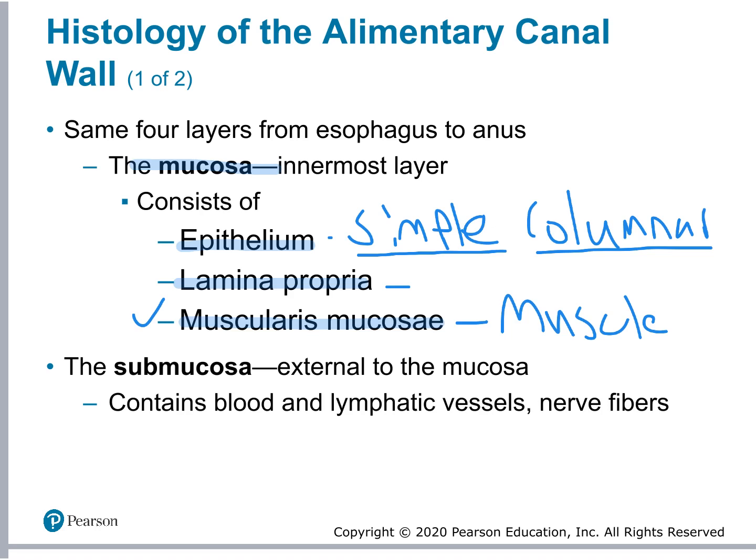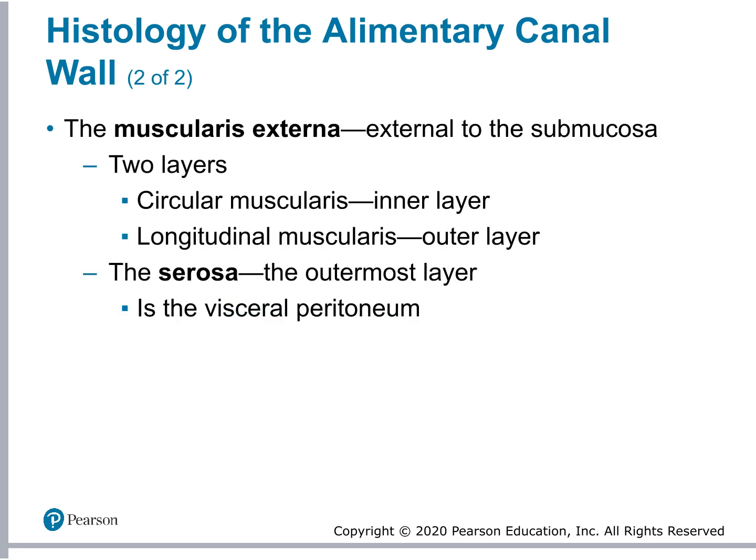All right, now the next layer is called the submucosa. So we had the mucosa, now we have the submucosa. And in the submucosa, that's where we're going to have the blood vessels for the transport of the nutrients that have been absorbed. So there are blood vessels there, and there are lymphatic vessels as well. The third layer is called the muscularis externa. We already had one muscle called the muscularis mucosae, and that's in the mucosal layer. So the muscularis externa is between the submucosa and the serosa.